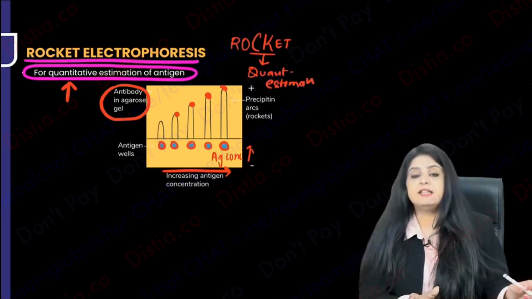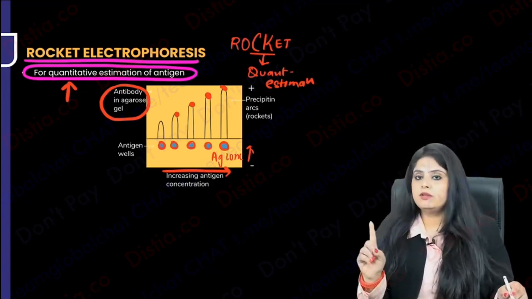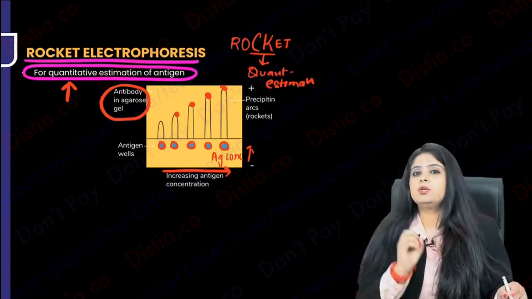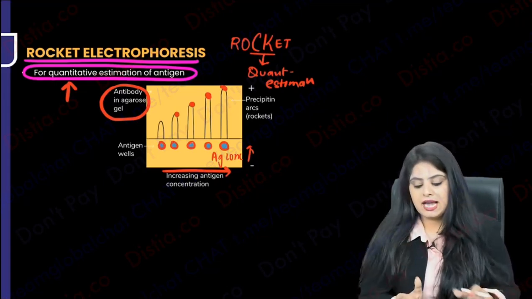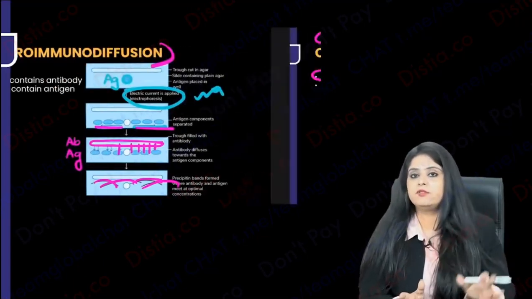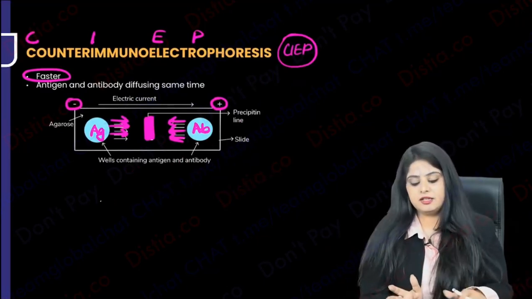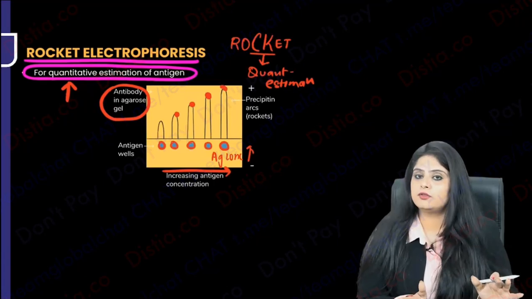Guys, that finally wraps up all of your precipitation reactions. Liquid wala ho gaya, gel wala ho gaya. If you want to add a little bit of electric current, you can add electric current only in one dimension, matlab in one way, electroimmunodiffusion. दोनों तरफ से करना है movement, तो counter immunoelectrophoresis, and if you want to quantify, you do rocket electrophoresis.